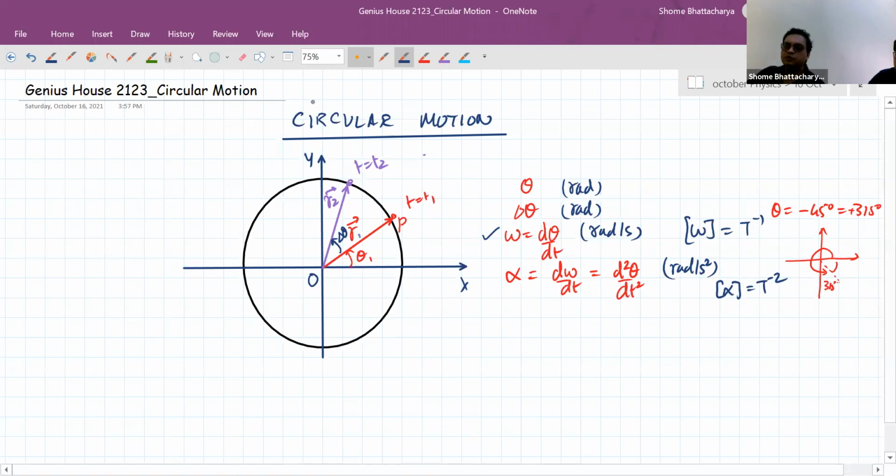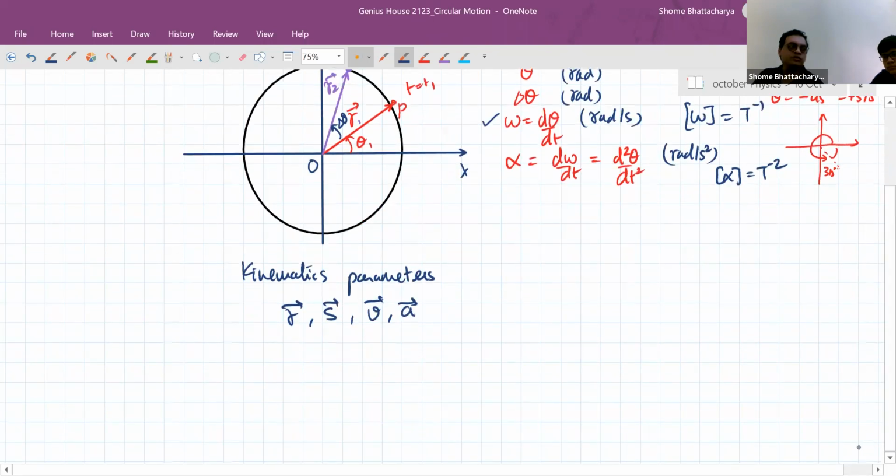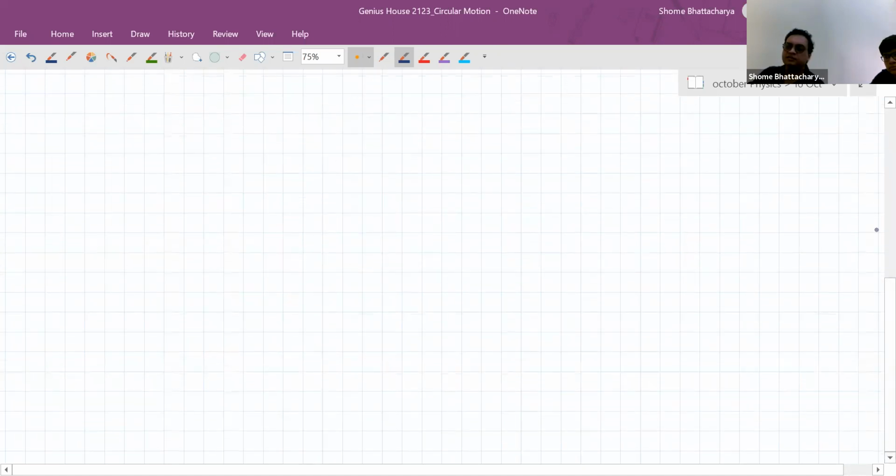Now we come to the more important point. How do we relate the kinematics parameters to the angular parameters? Kinematics parameters are generally position, displacement, velocity, and acceleration. These are the important things. Most important is acceleration, because when we apply dynamics, the net force should be equal to mass into acceleration. So we should understand the net force in terms of the acceleration vector.